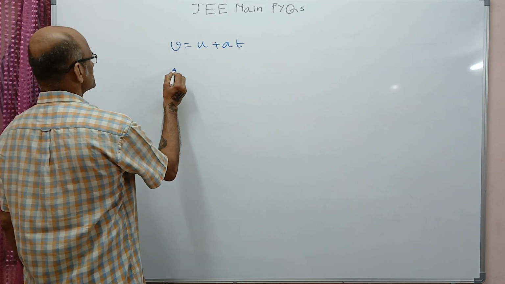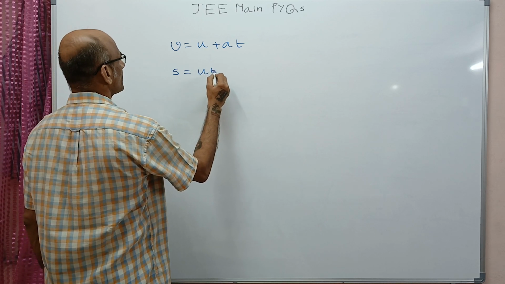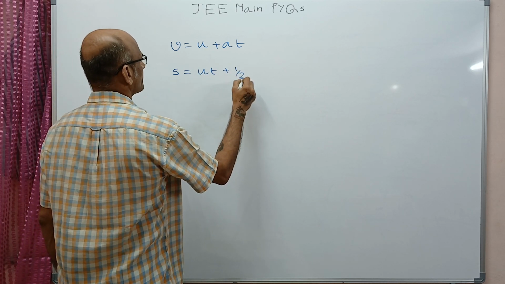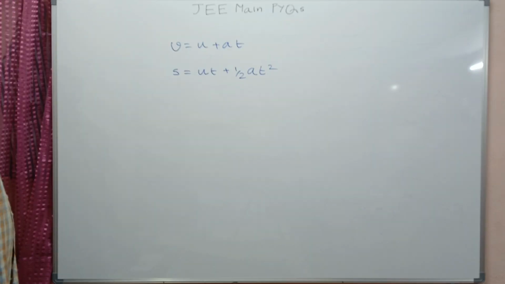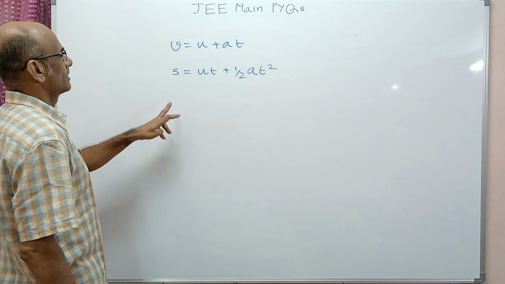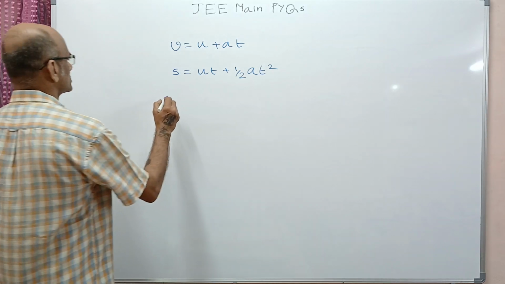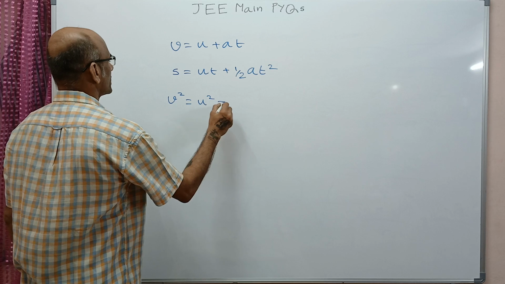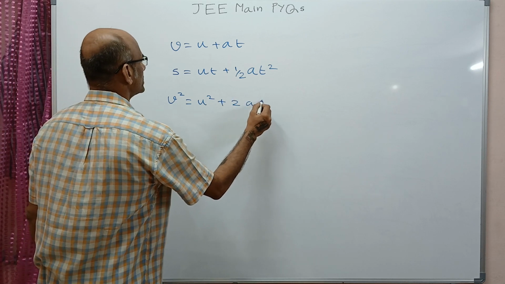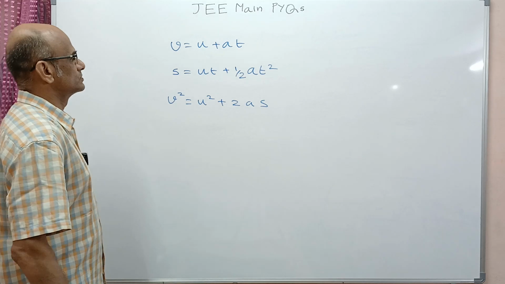And the displacement S is ut plus half a t square. So this equation gives the displacement given time, initial velocity and acceleration. Third equation of motion is v square equal to u square plus 2as. So this gives the velocity at different displacement values.